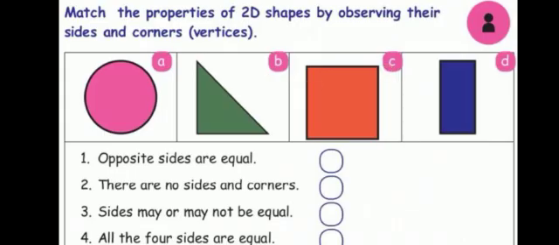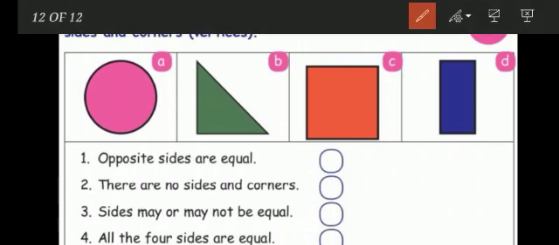Next one, match the properties of 2D shapes by observing the sides and corners, vertices. Now we match the properties of 2D shapes. First shape is what? Circle. Second one, triangle. Third one, square. And then rectangle. Now I read the first question. Opposite sides are equal. Which one has opposite sides equal? Rectangle. So here we write the answer D, rectangle.